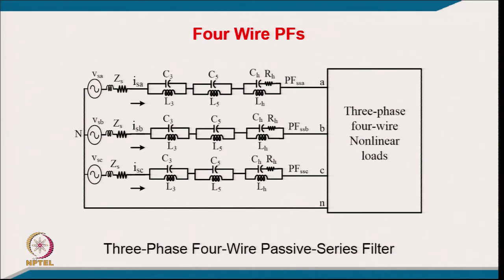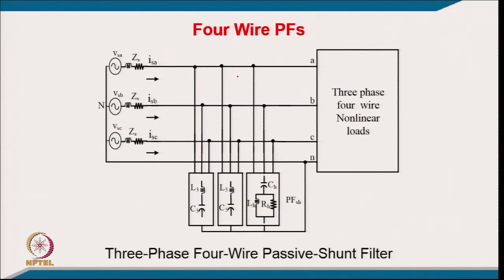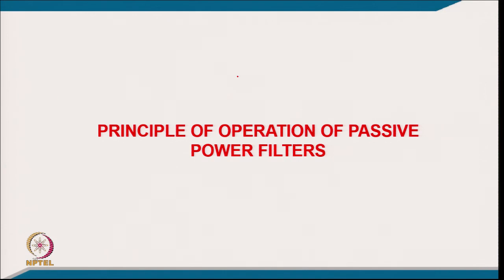order. Once you are blocking the 3rd, and the 3rd is dominant in the neutral, once you are blocking the 3rd from flowing into all 3 phases, then it will not flow into the neutral. So, neutral current also will be automatically compensated even in the case of a 3 phase 4 wire system. And here also, in 3 phase 4 wire shunt filters, you are connecting the filter neutral with the neutral of the system. So, this is a 4 wire system, this is just to give you a configuration of how it is going to be for a 3 phase 4 wire system.